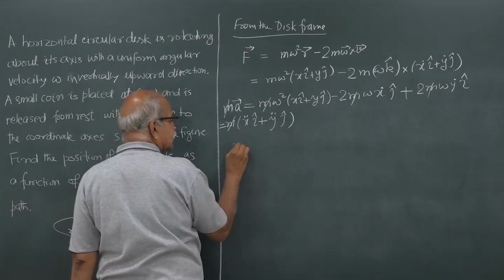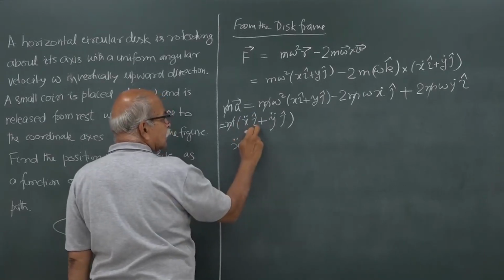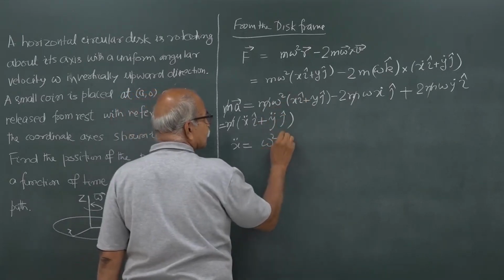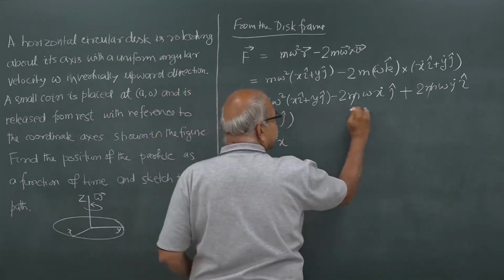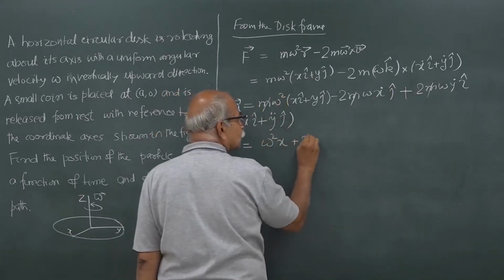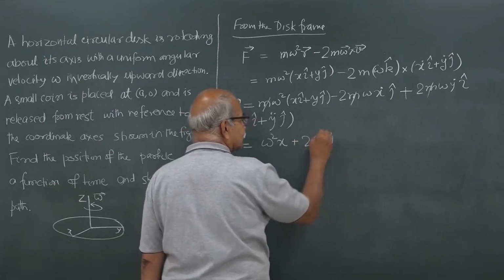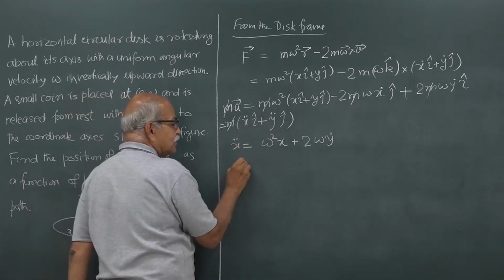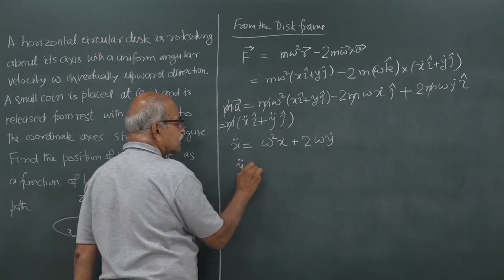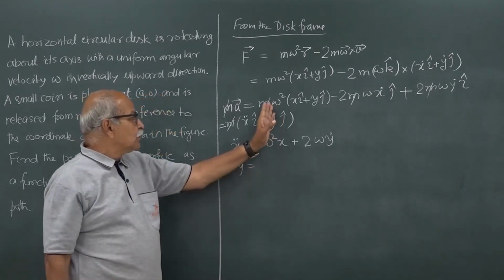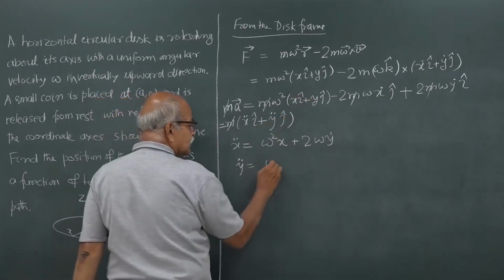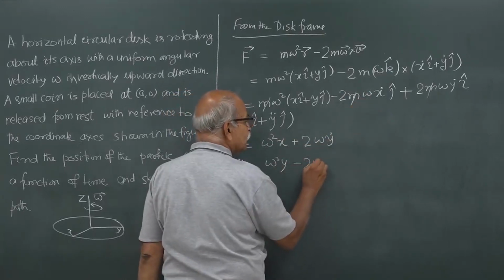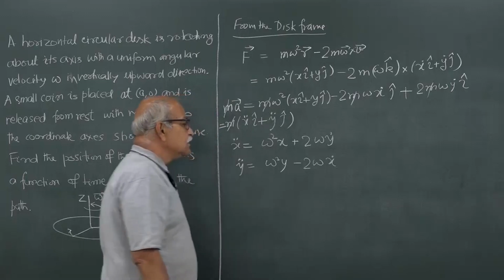X double dot is equal to omega square x times I cap, plus 2 omega y dot. So that is x double dot. Then y double dot, the y component of the acceleration as seen from the disk frame, j cap, is omega square y j cap minus 2 omega x dot. These are the two equations.